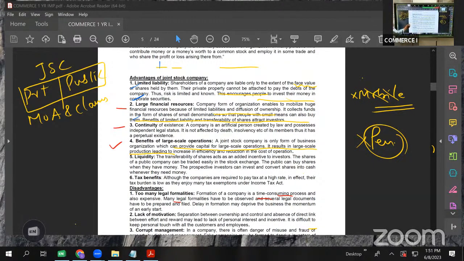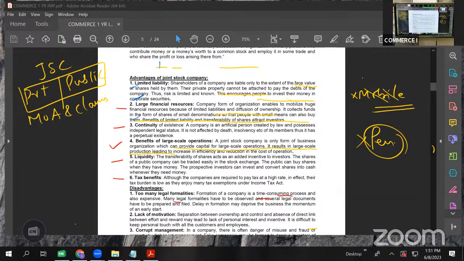Then liquidity. Shares can be easily transferable. I told you there is no restriction. If I own a share of a company and I'm in requirement of funds, I can easily sell them and convert them into cash. So transferability is also there, and the companies do enjoy tax benefits. To promote companies, the government of India gives tax concessions, tax privileges. So that is one benefit.